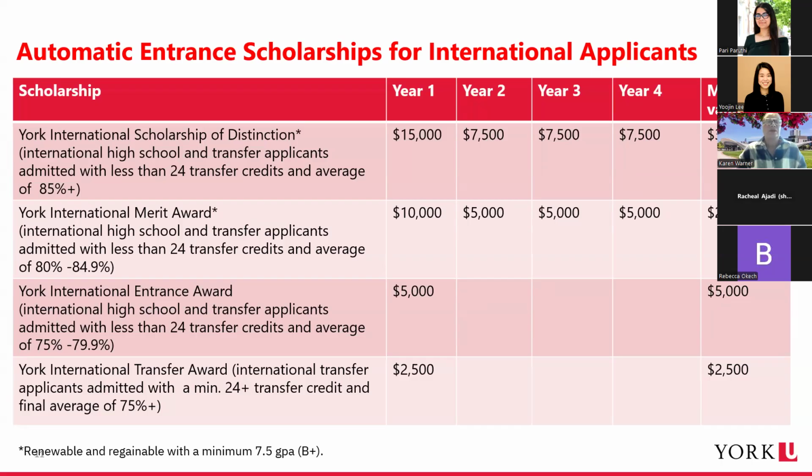The other piece is that they're also regainable. So in the event that at the end of your first year or first term, you have not met that requirement for the GPA, but in your second year, you manage to bring your average back up, the scholarship would be automatically reinstated.